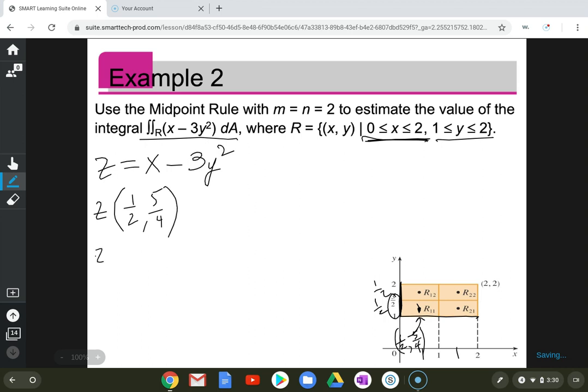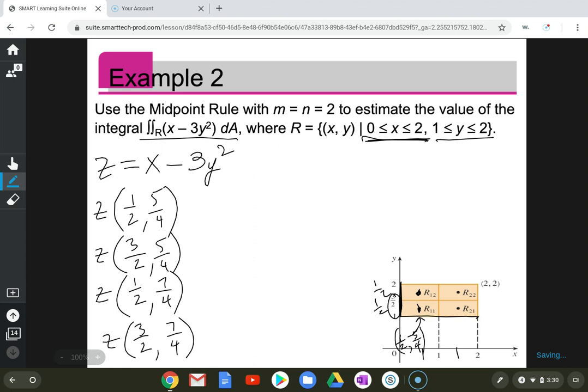And then our next point right here would be 3/2, and then the same height, 5/4. Our next point up here would be 1/2 and then 7/4. And then our last point would be 3/2, 7/4. Okay, and then let's figure out our areas too. Our area of each rectangle, they're all just 1 by 1/2, so we have an area of 1/2 that's going to go out front.